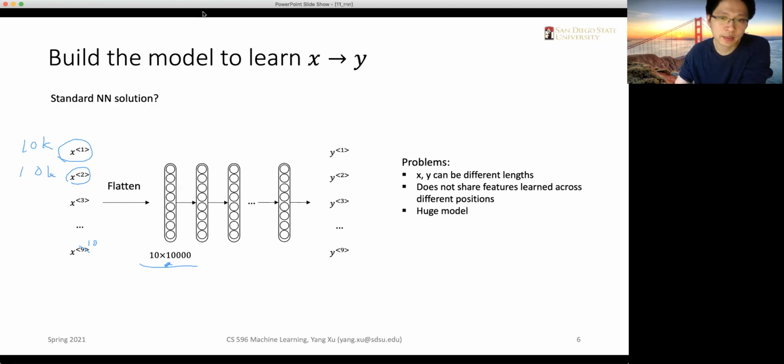The second point that I listed here is that the features at different time steps are not shared. The information we use to predict the second output is not shared with the one that we use to predict the first time step. That is problematic because language is incremental.